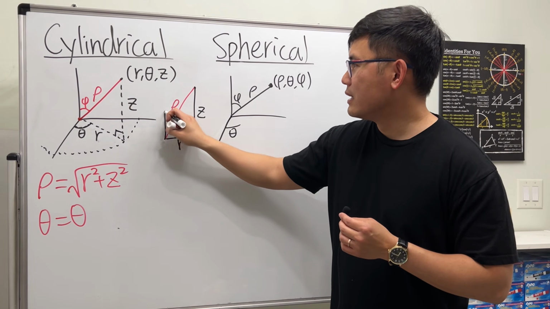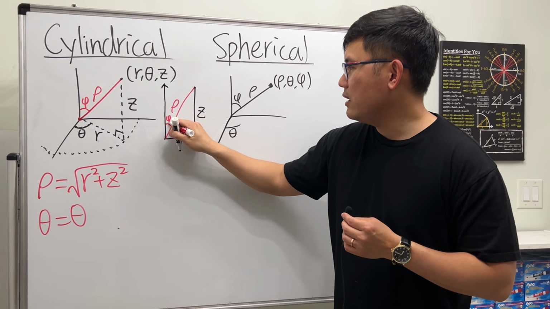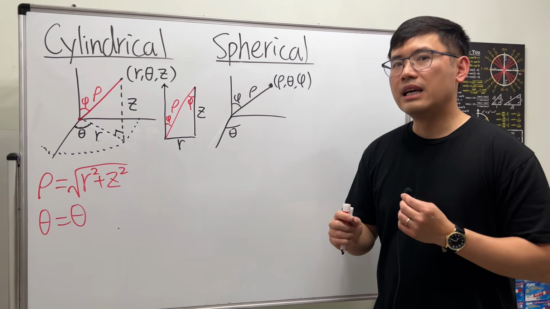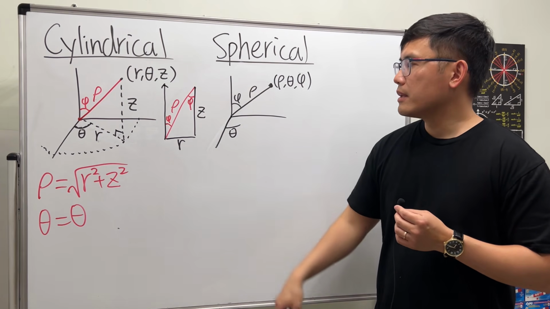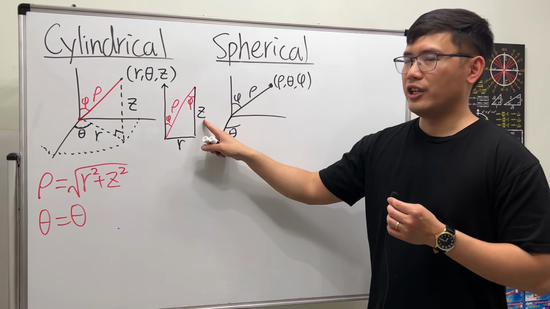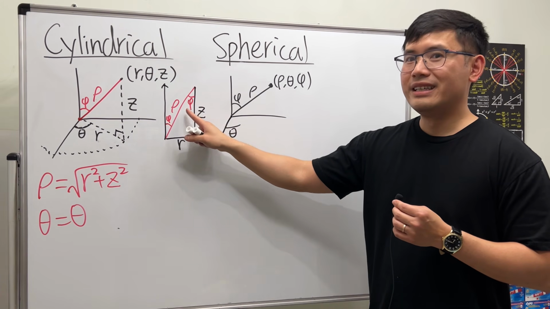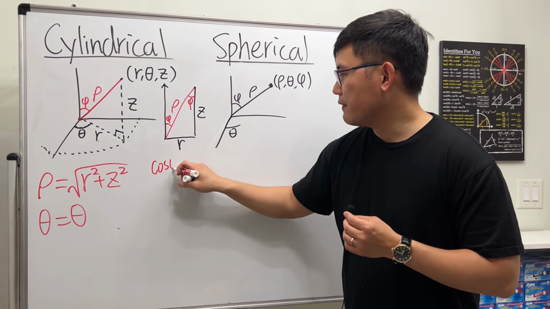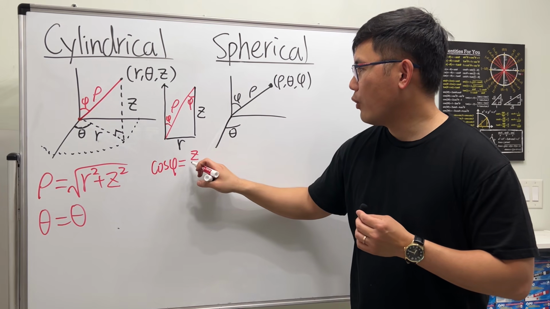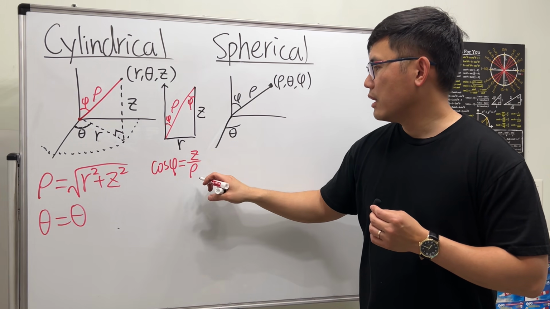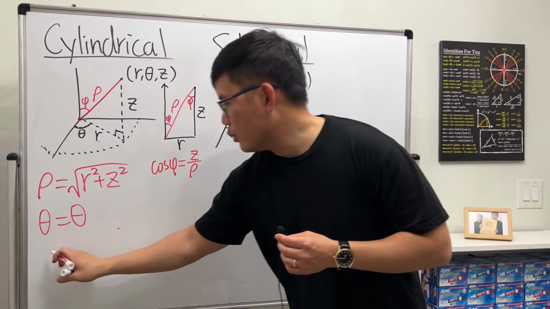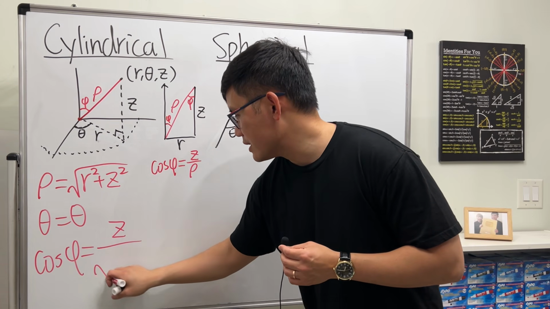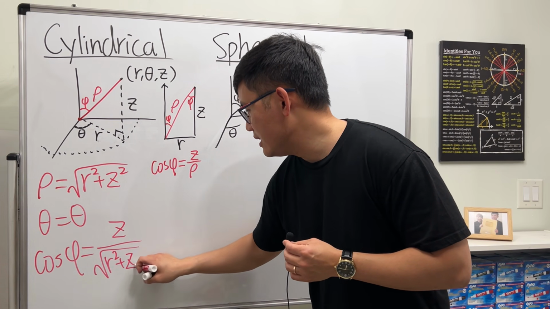well, this right here is our z-axis. Then here is the angle phi, which is also going to be the same right here. And remember, the condition on phi is that it has to be in between 0 and pi. So do not use opposite and adjacent. Rather, we should use adjacent and hypotenuse. So here, cosine phi equals z over rho. And rho, we know it's that. So we can just say cosine phi equals z over the square root of r squared plus z squared.